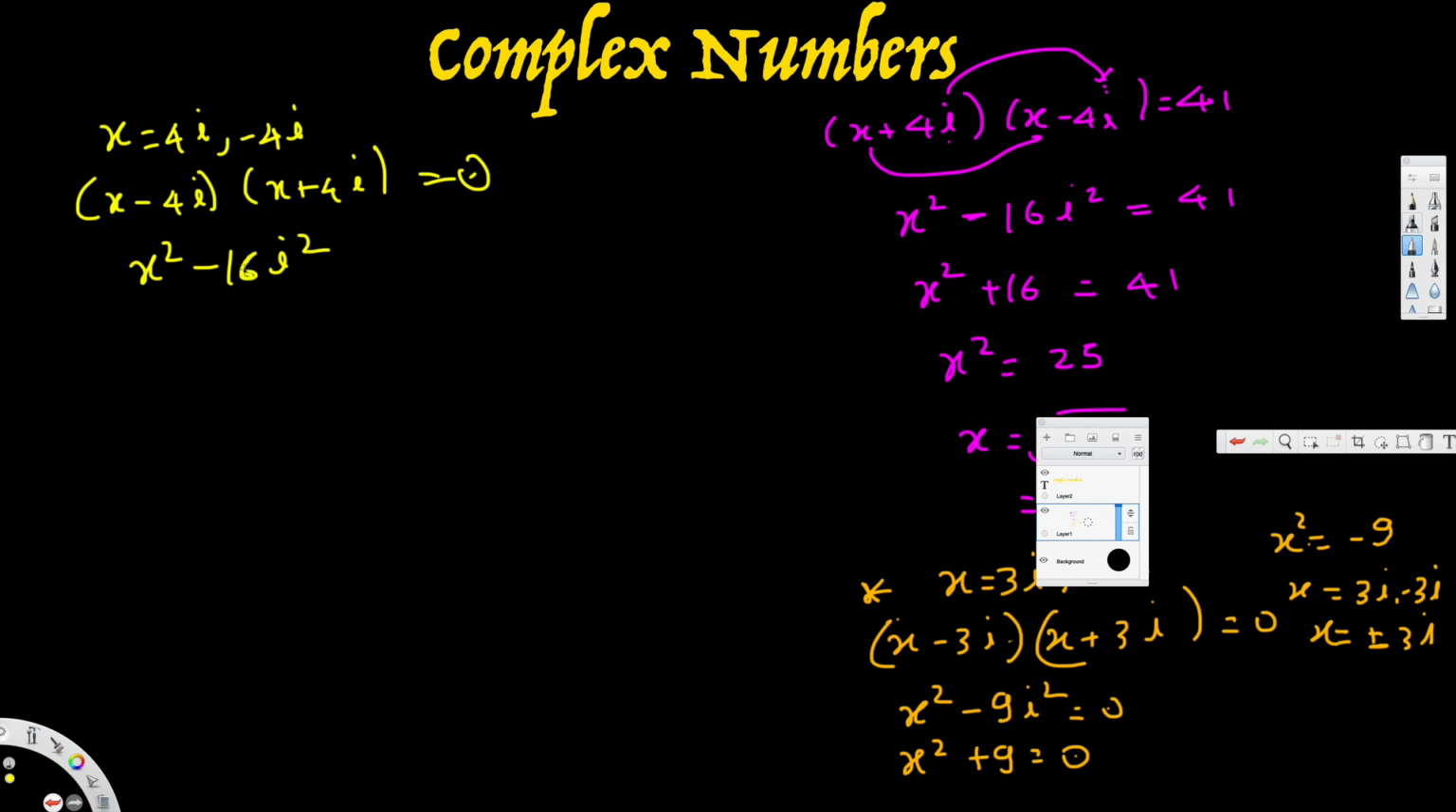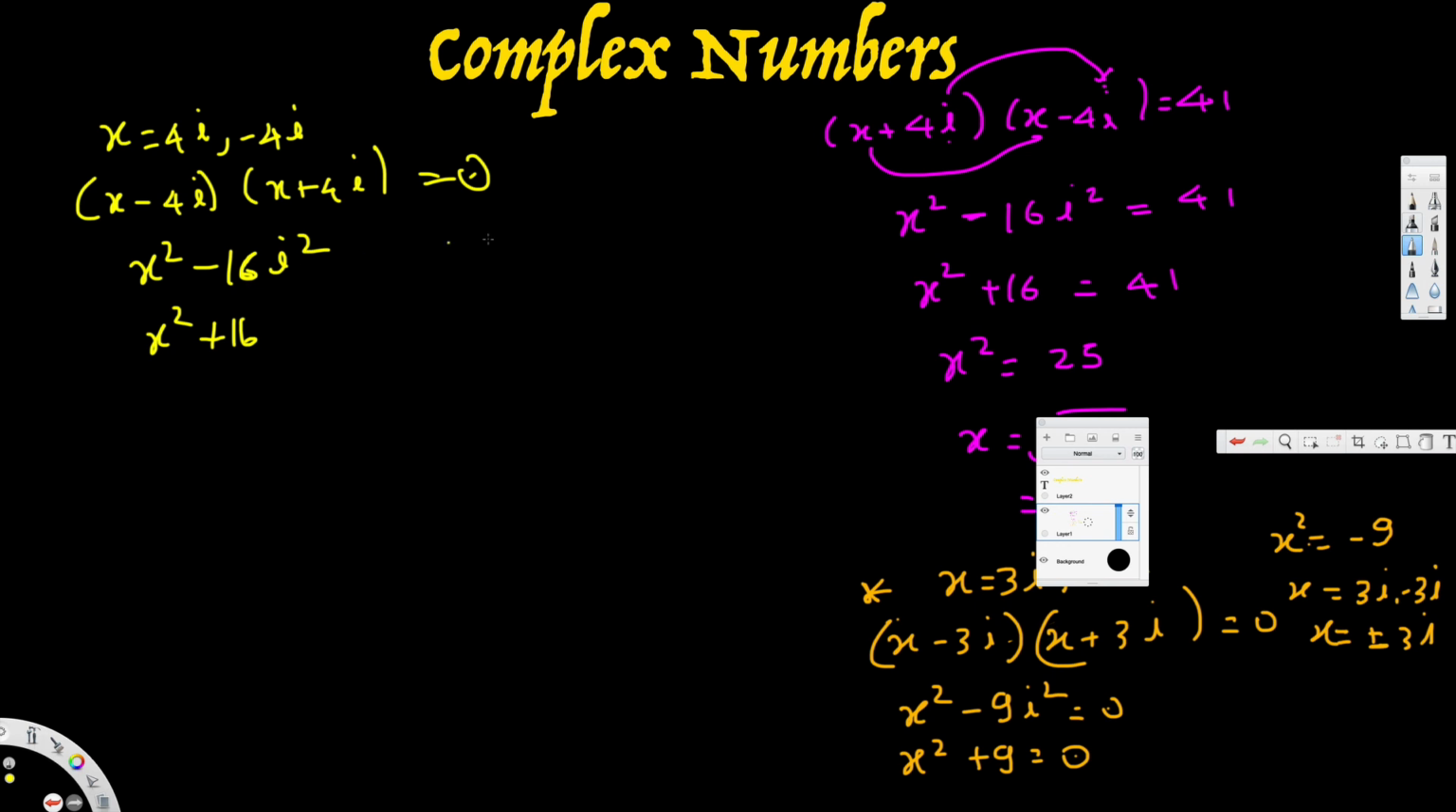Since this is the conjugate, I directly multiply x times x, x square, minus 4i times plus 4i, 16i square, and i square is -1, so this is going to become x square plus 16. You can stop it right there.